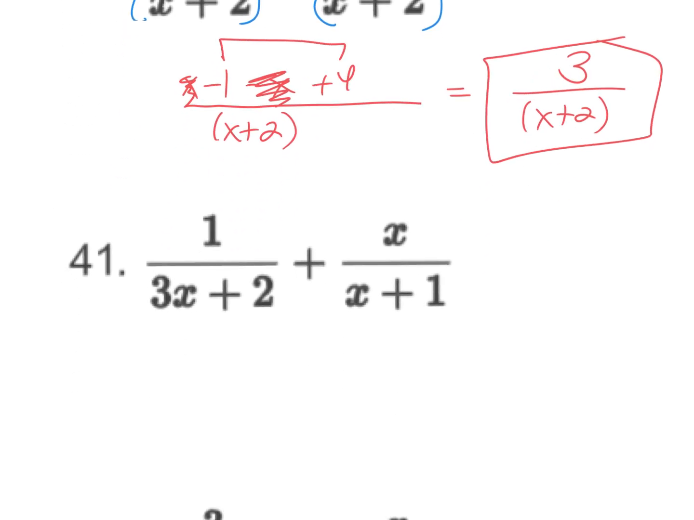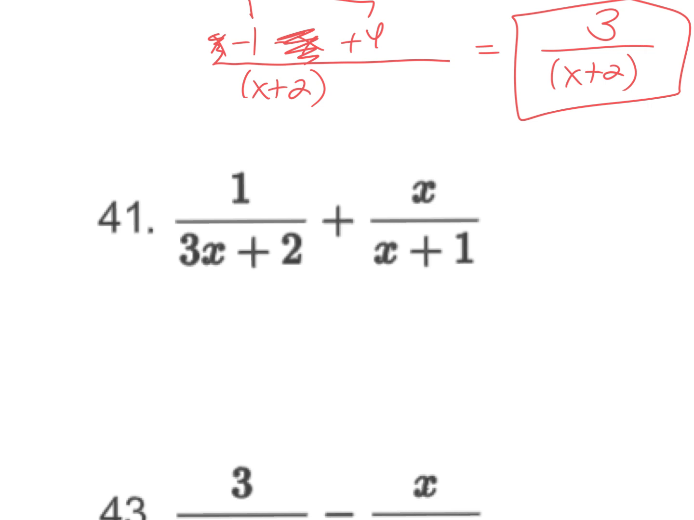All right, let's look at number 41. Look at our denominators. Can you factor anything out? Can you make them any smaller? No. I'm going to put parentheses around them. What do you notice about these two denominators? They're different. So the beauty of having two completely different denominators is that to get our common denominator, we just multiply them together. We just stick them together, and that becomes our least common denominator.